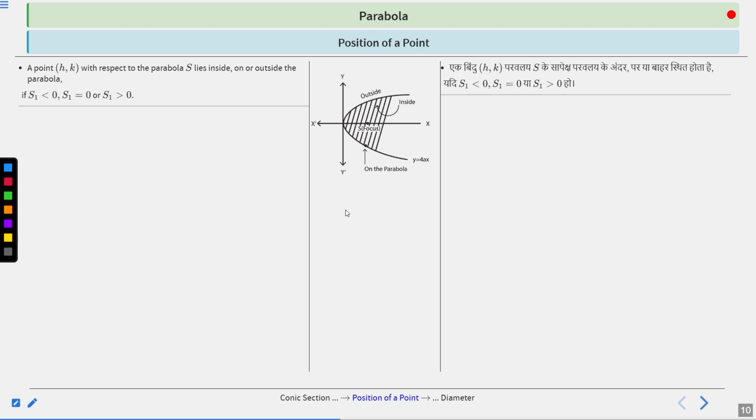So if (h, k) is lying inside the parabola, that means S1 < 0. If (h, k) is lying on the parabola, S1 = 0. And if (h, k) is lying outside the parabola, S1 > 0. Got it?